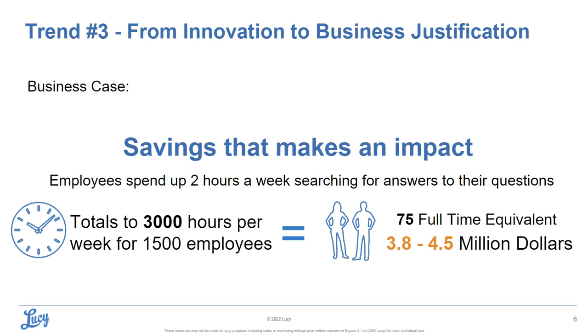And so on this slide, we have just one simplistic example. But looking at a large enterprise, if we were to have 1,500 people saving just a couple of hours a week because of efficiency, the value that happens from that. This is just a super easy example, but it ends up equating to millions of dollars, 75 FTEs.